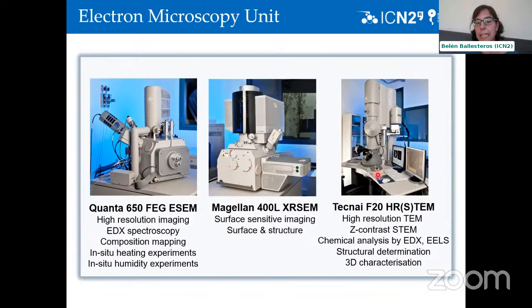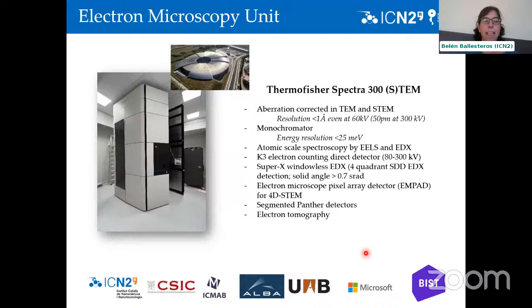Then we have a conventional TEM, Technai F20, that is a high-resolution TEM. You can do Z-contrast TEM, chemical analysis with EDX, EELS, and structural determination in 3D. And then recently, one year ago, we installed a new aberration-corrected microscope in the facilities of Synchrotron Alba. This equipment was acquired within a consortium with all these members, and these are the main characteristics: we can get sub-angstrom resolution even at 60 kV.